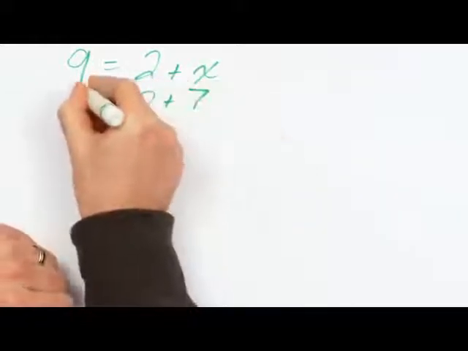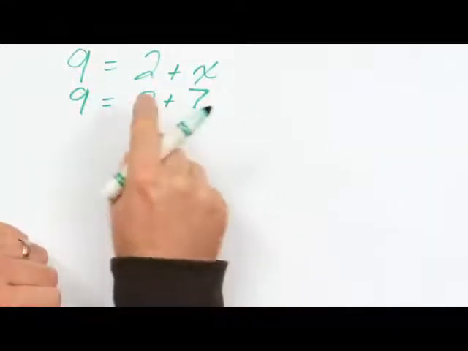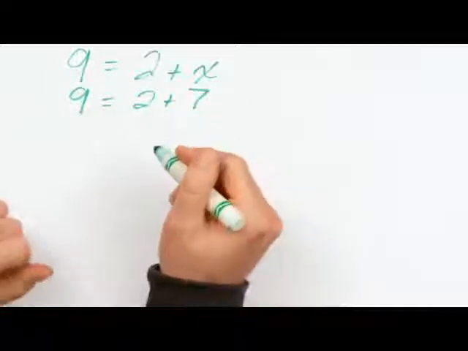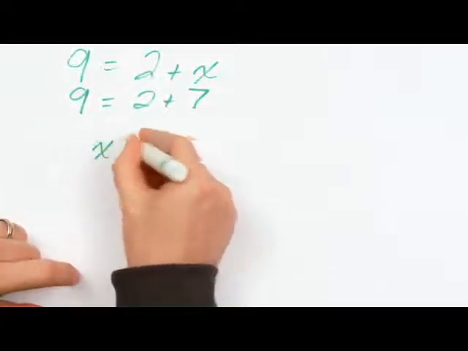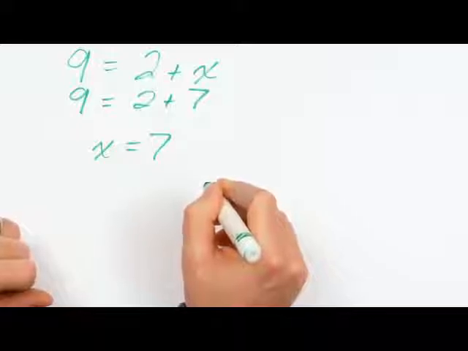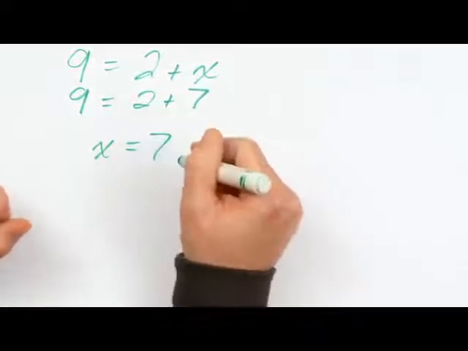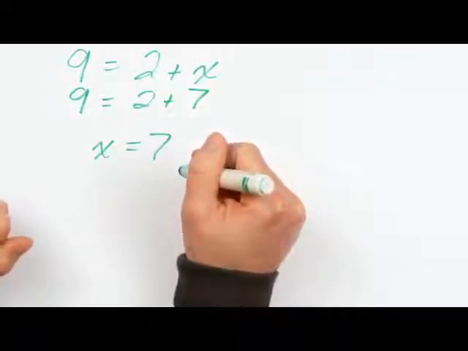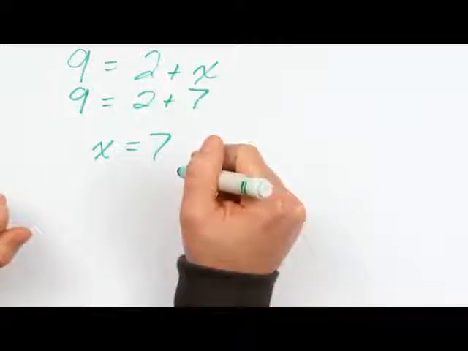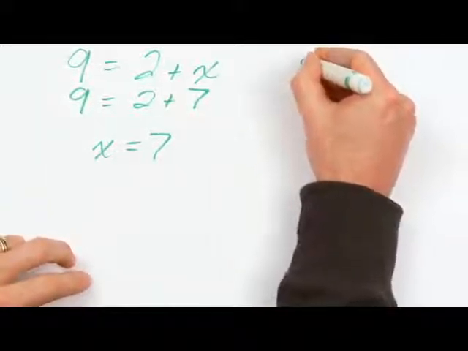Let's see. Yeah, 2 plus 7 is equal to 9, has the same value. So we can say that the solution to this equation is x equals 7. When you look at an equation like that and just figure out the value of x, you're solving that by inspection.